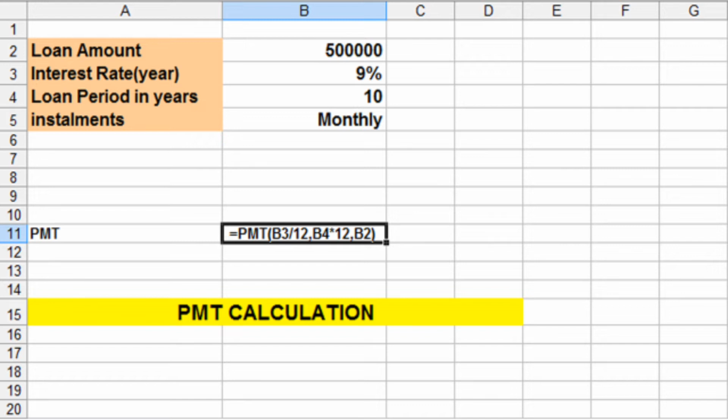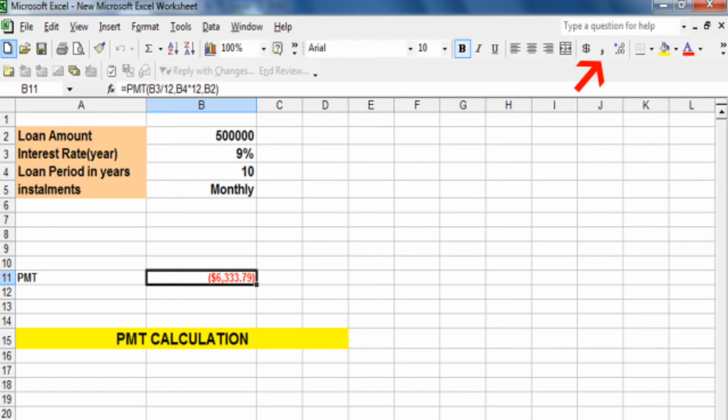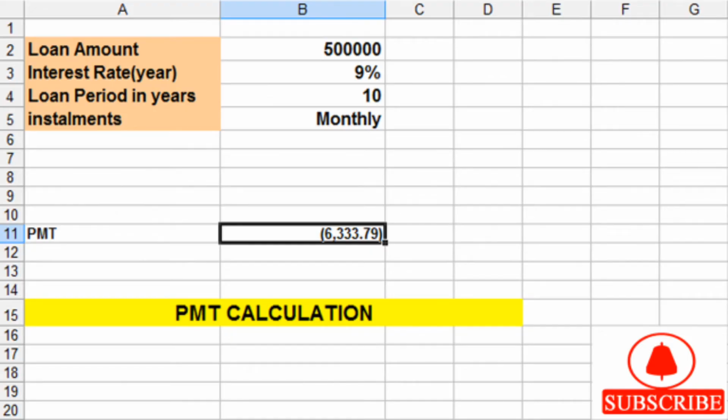Press the enter button. Your installment amount is 6,333.79. The amount value is showing a dollar symbol. To remove the dollar symbol, just press the comma symbol. The location is shown with an arrow mark. Your monthly installment amount is 6,333.79.